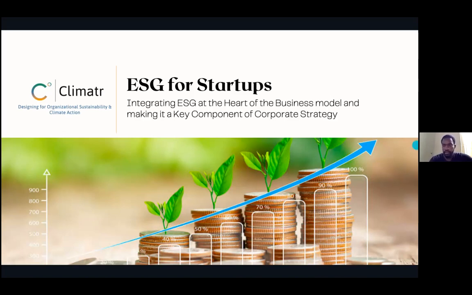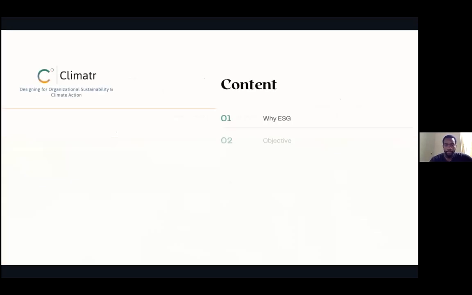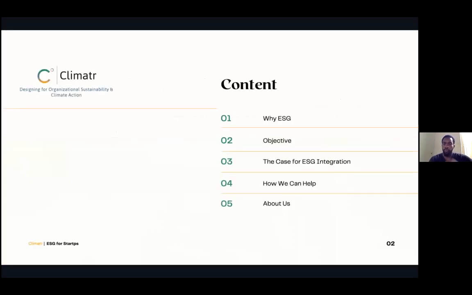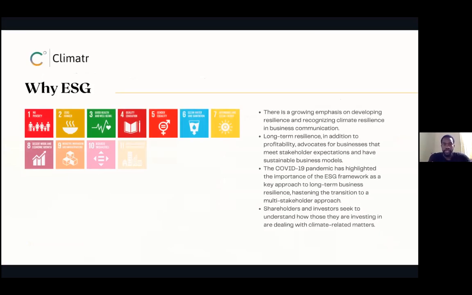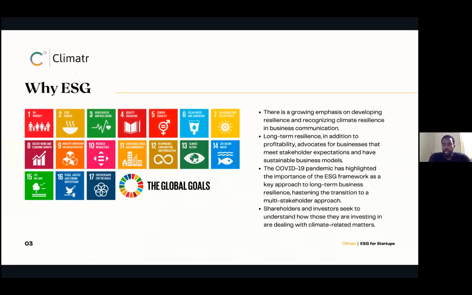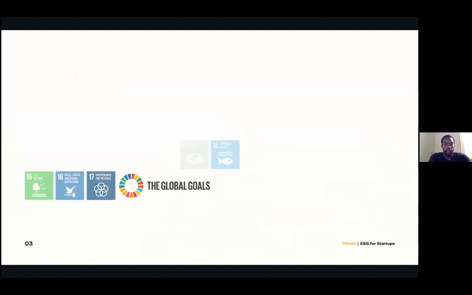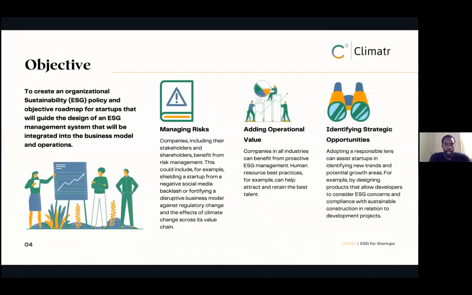Next slide, please. Okay, next slide. So we'll be looking at the core objectives for us, making the case, like I've said, and exploring a few of our approaches and how we really go about tackling ESG integration at CliMatr. No, previous slide, please.